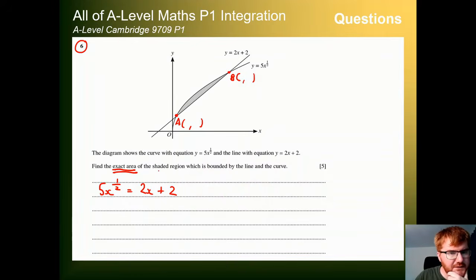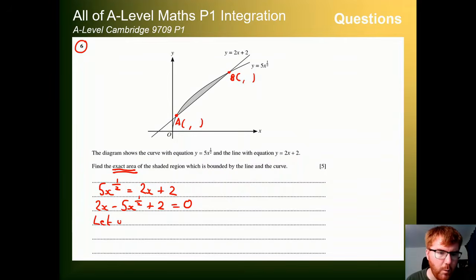Let's have a think how we want to go about solving this. We have a couple of different options here. I think we're going to go with one that I've used in my quadratics video. If you haven't checked that out, type in Ginger Mathematician A-level quadratics and you'll find it there. So we're going to minus this from both sides. So we're going to get 2x minus 5x to the power of a half plus 2 is equal to 0. And we're going to do this by substitution. So we're going to let y equal x to the power of a half.